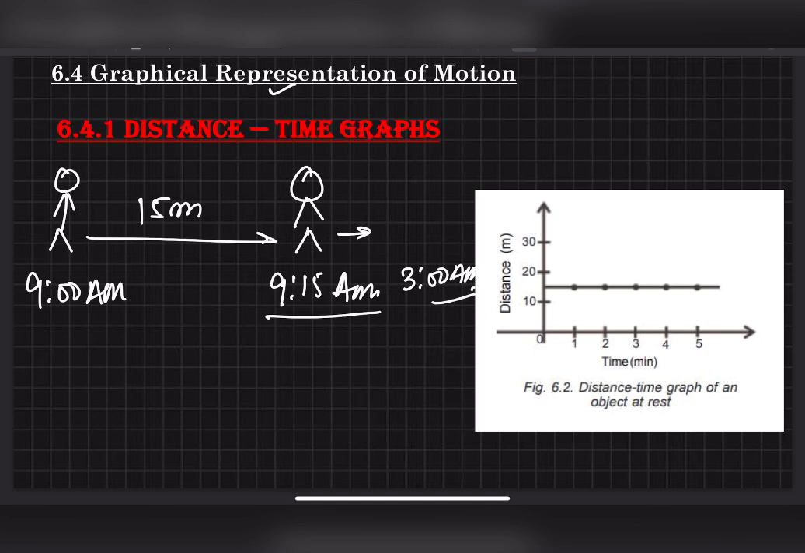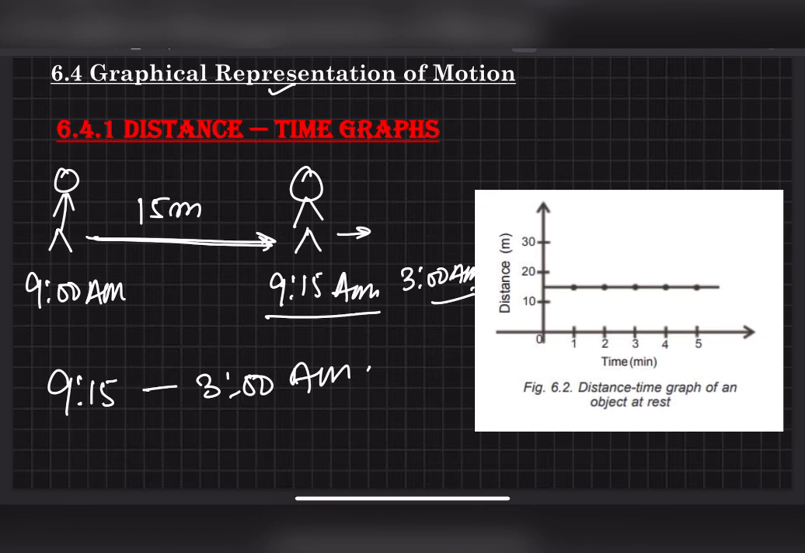So what is the distance you have traveled? Distance is 15 meter. Let's say from 9:15 to 3 a.m. What is your motion? You are at rest, right? So what is the distance? Distance is, let's say you have traveled 15 meter.